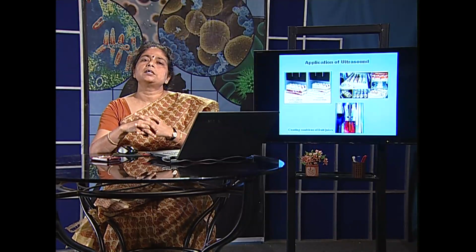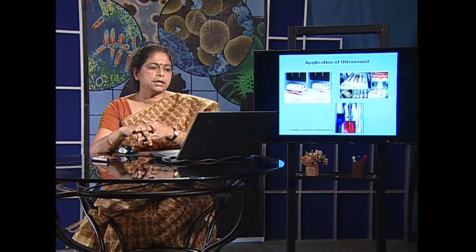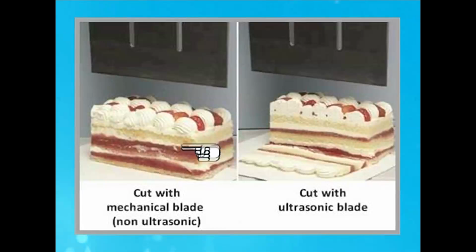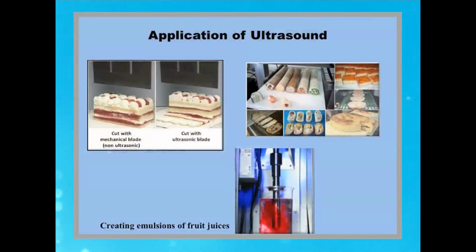The application of the ultrasound can be seen in the food processing industry, where a particular food item has to be cut. Here you can see in this picture that this food is cut with the help of a mechanical blade which is non-ultrasonic. If the same food is cut with the help of an ultrasonic blade, it will be free of microbes and the cut will be more uniform. So this ultrasound is used for the processing as well as for the packaging of the food material. The high intensity ultrasound is also used for creating emulsions in the fruit juices.